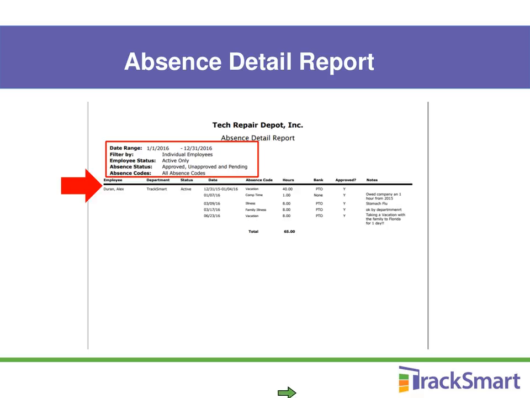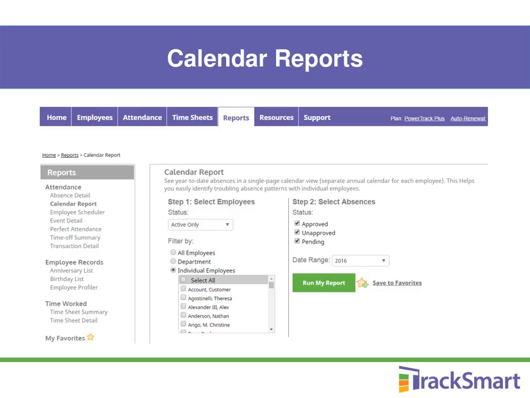Another helpful report that we suggest to our members is the calendar report. You can find it on the Reports page on the left-hand side of the screen under the Attendance section. In the Calendar report, you can see year-to-date absences in a single-page calendar view. This report generates a separate annual calendar for each employee. This helps you easily identify troubling absence patterns with individual employees.